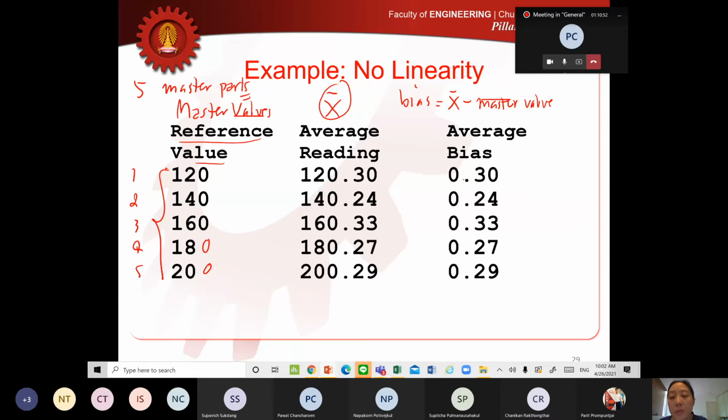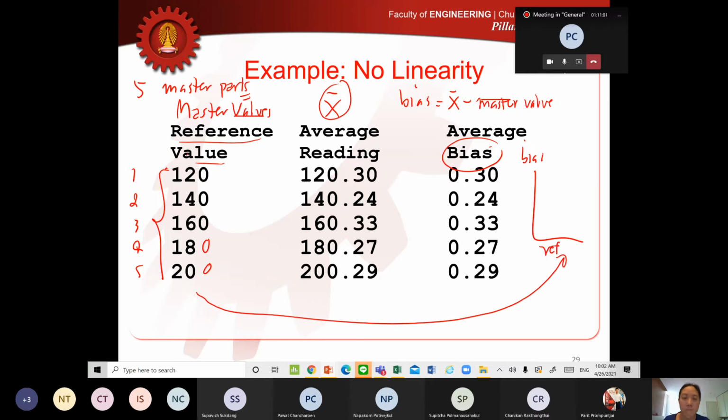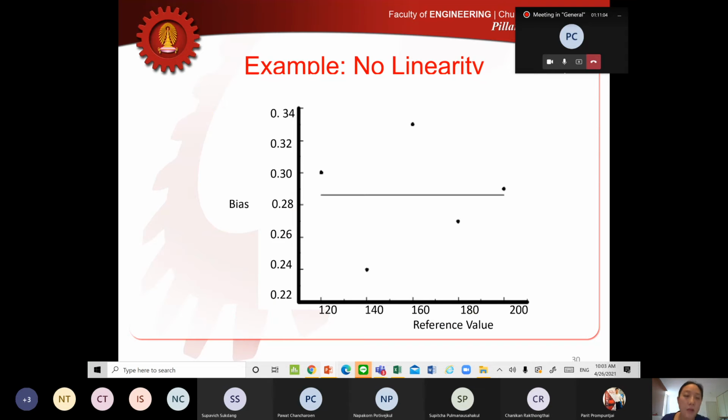And then we plot the bias as the y-axis, and we take the reference value as the x-axis. And then we get this plot of bias over reference values. And then we fit a regression equation or regression line like this. In this case, the bias values spread with no pattern of linearity, so the slope is pretty much like this.